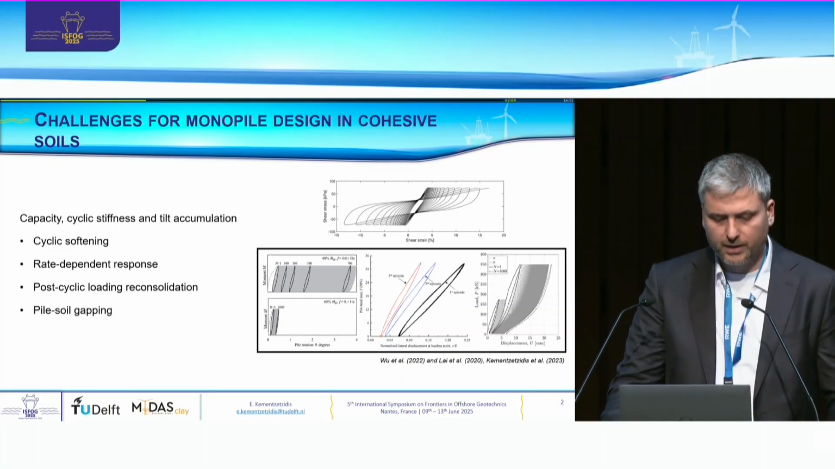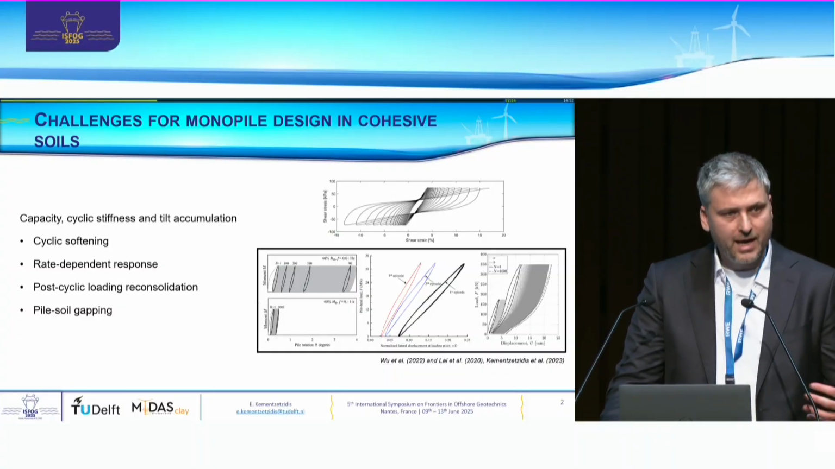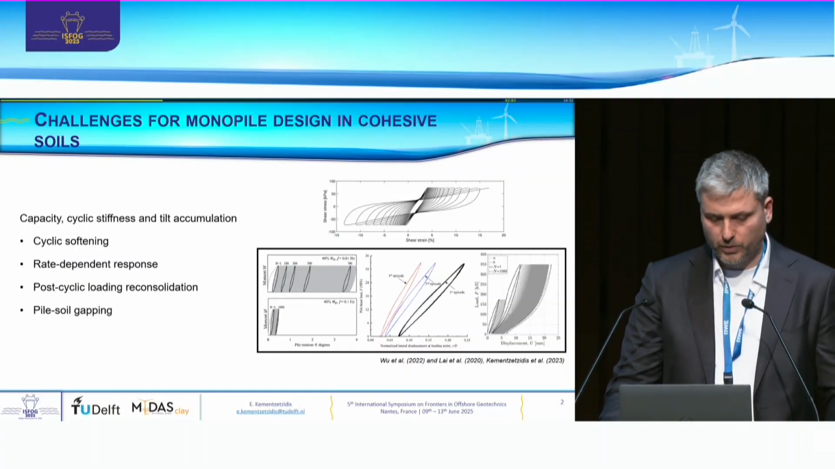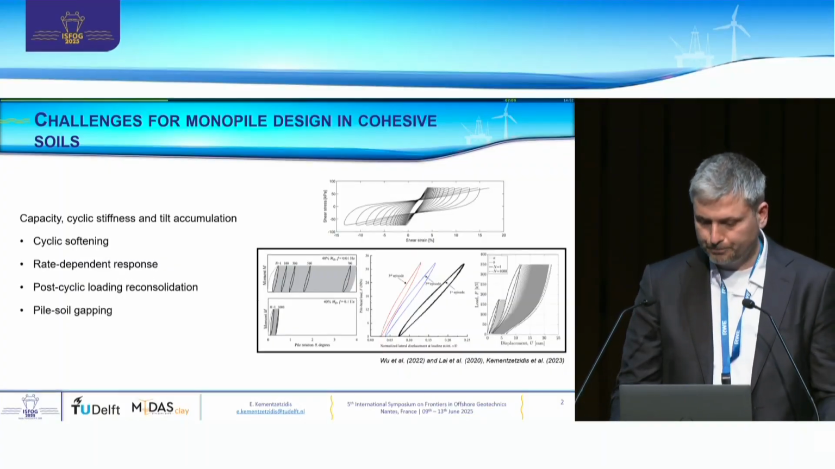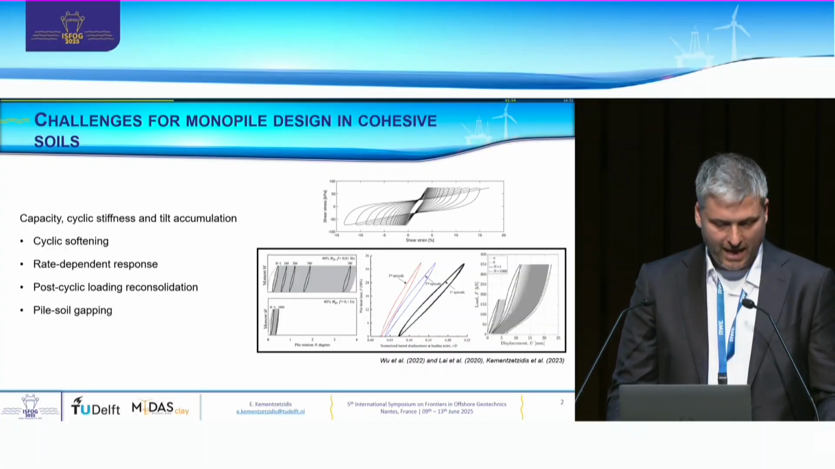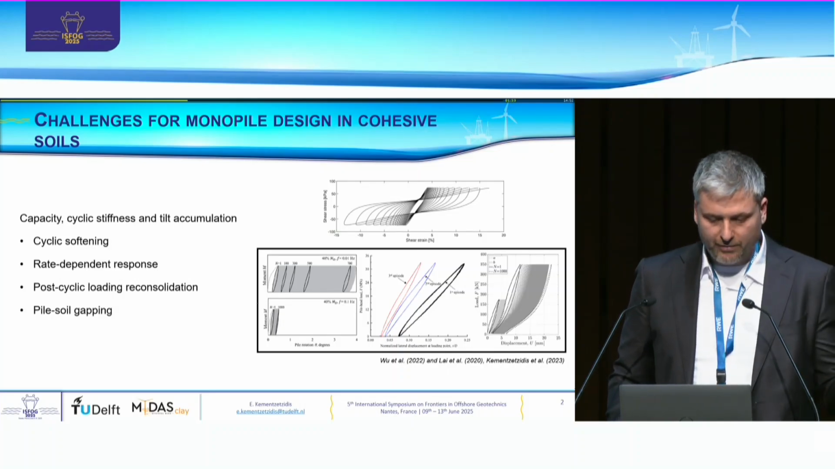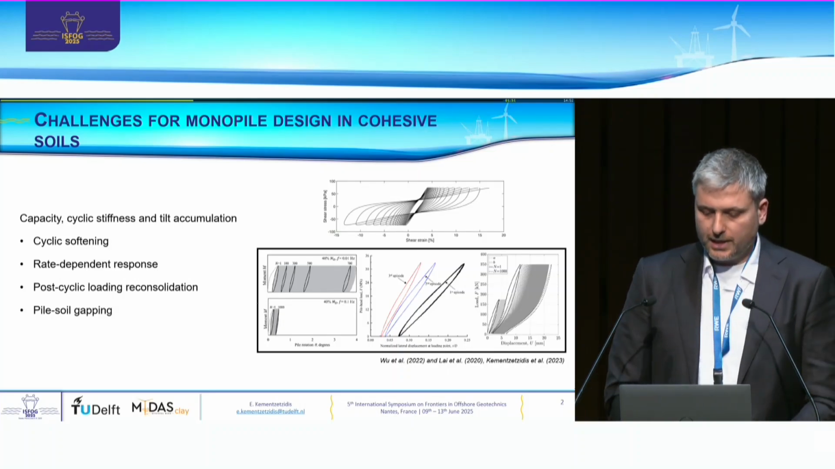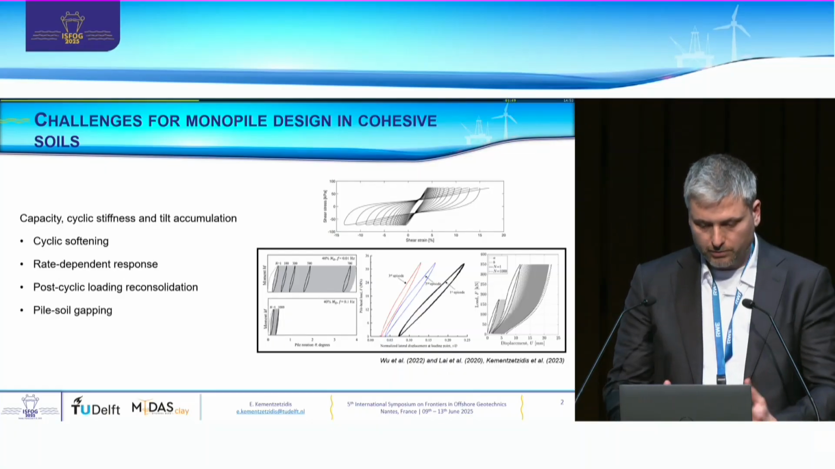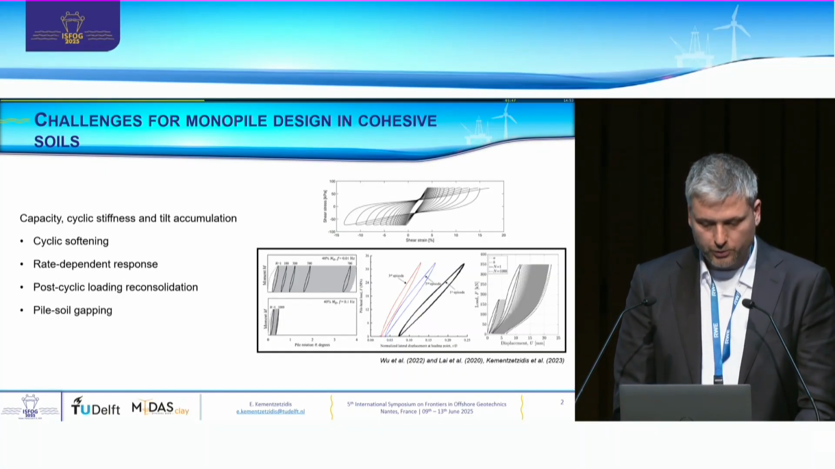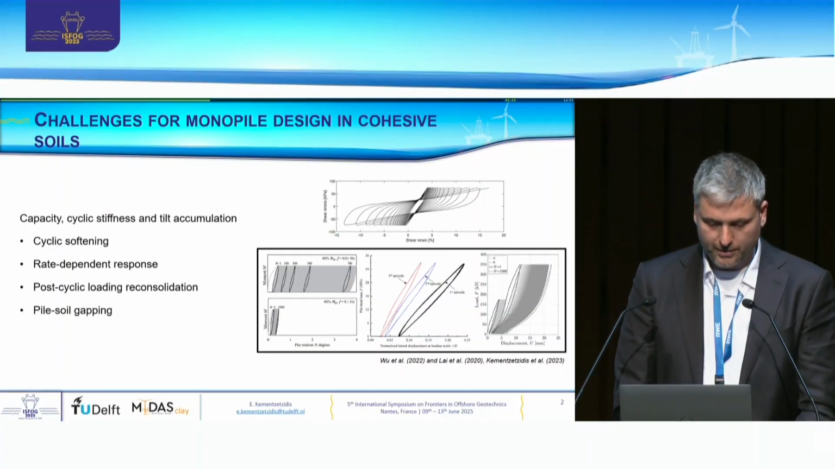Complexities that we face when we're working with cohesive clay soils, over-consolidated ones, have to do with cyclic softening, rate-dependent response, post-cyclic loading reconsolidation effects, and pile-soil gapping effects manifesting between the soil and the monopile. On the right, you can see evidence of these traits, both at the laboratory level, but also at the pile-soil level. And for more information about such complexities, I would invite you to read our accompanying ISFOG publication.